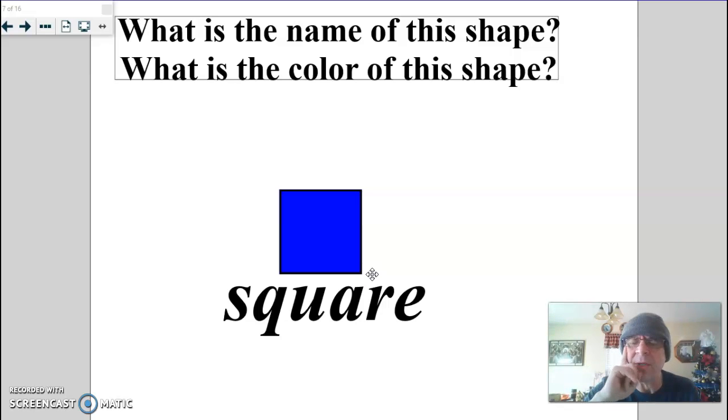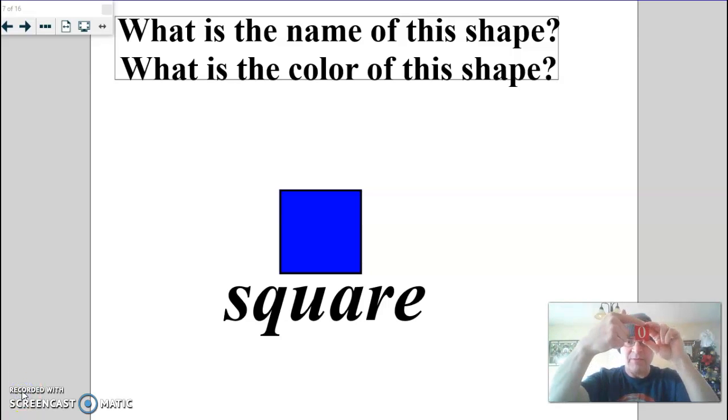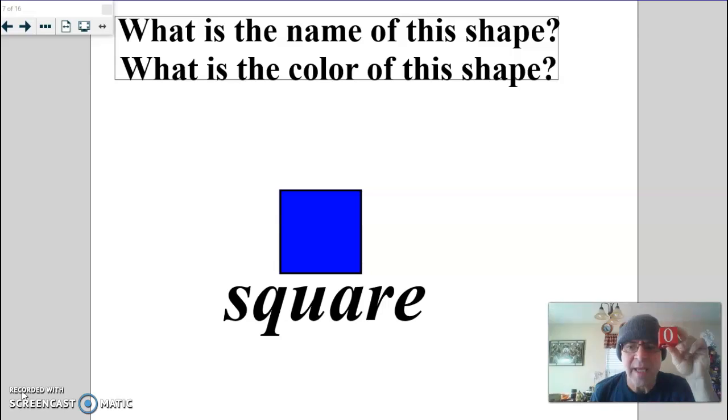Let's look around your house. I'm going to look around mine. I'm going to see if I can find anything that is square. I'll be right back. All right, check out this block here. See one of these faces of the block? It is a square, right? 4 corners. 1, 2, 3, 4. It has 4 straight lines. And all these lines are the same length. That is a square.